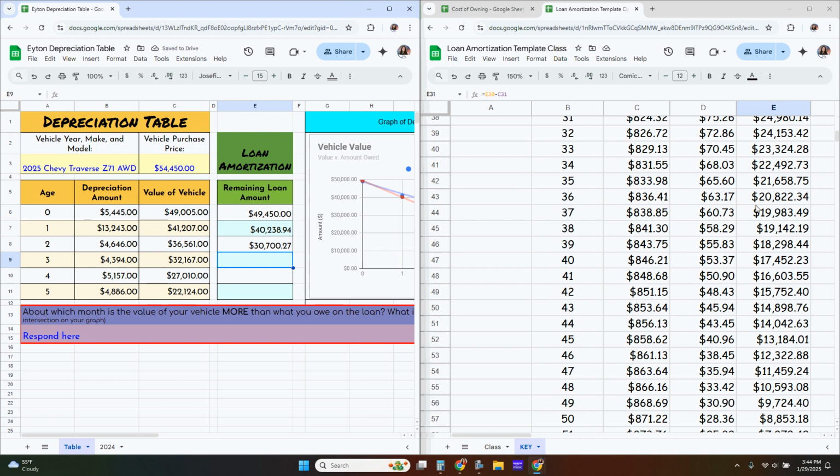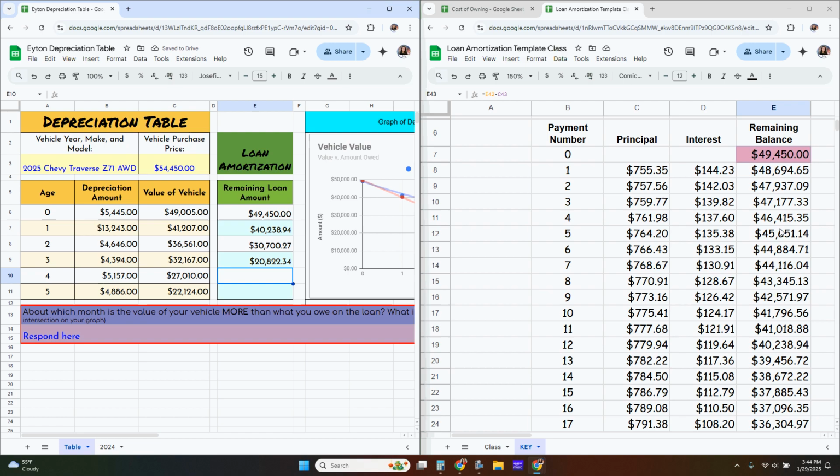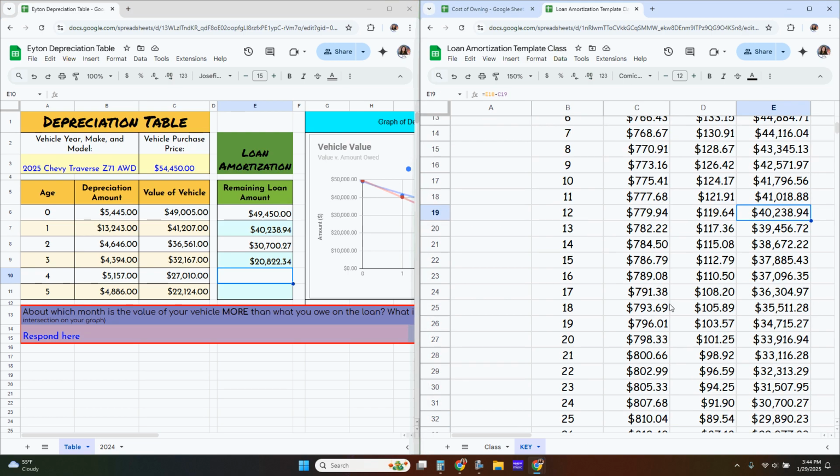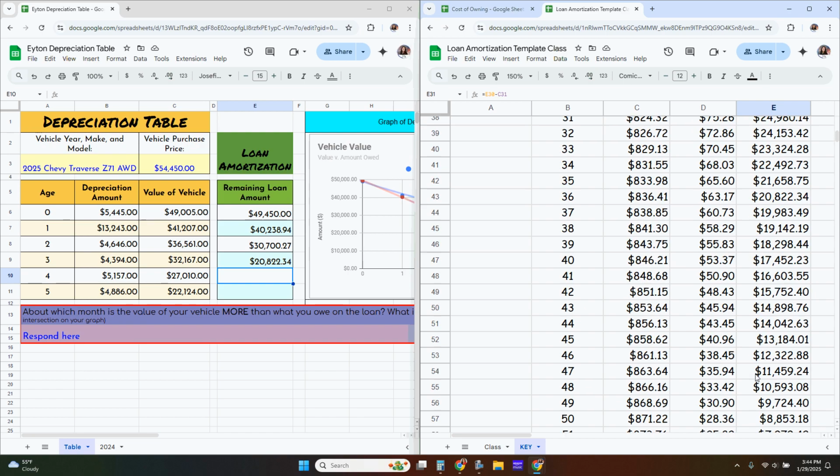3 years, 4 years, and at the end of 5 years. So that's the information that you're grabbing. On your loan amortization, this payment 0, payment 12, what do you owe for the remaining balance? Payment 24, payment 36, payment 48, so 10,593.